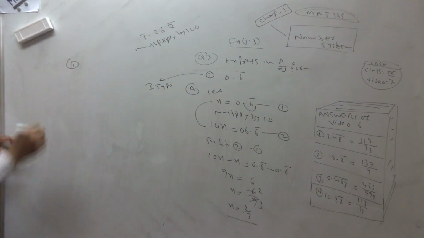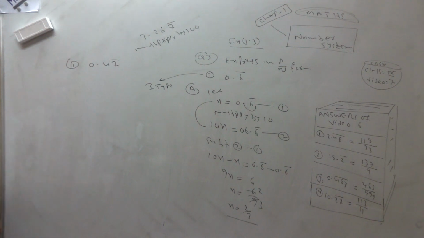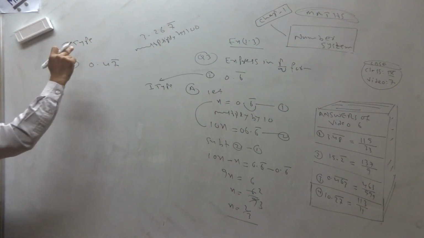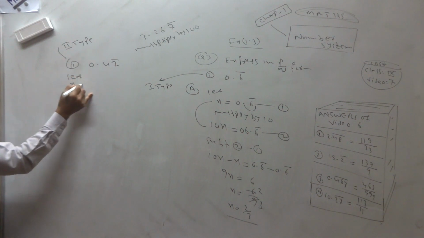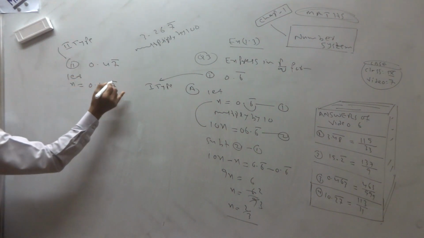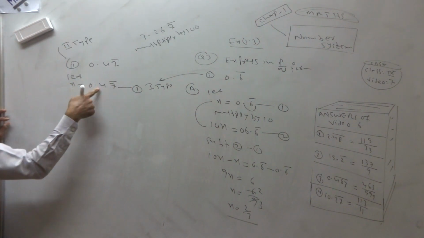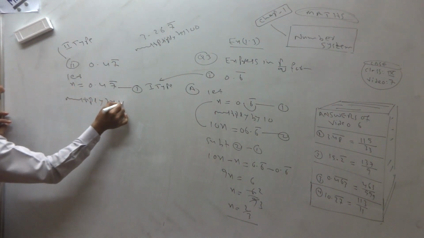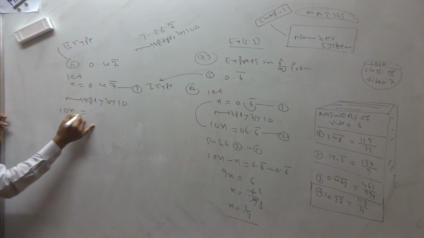Then the second question. 0.47 bar. Yes, this is the question. So see, this is the second type. Why? Because full bar is not there, half bar is there. So we first suppose it is x. Number 1. How many numbers are there outside the bar? Outside the bar, one number. So multiply by 10. So 10x.